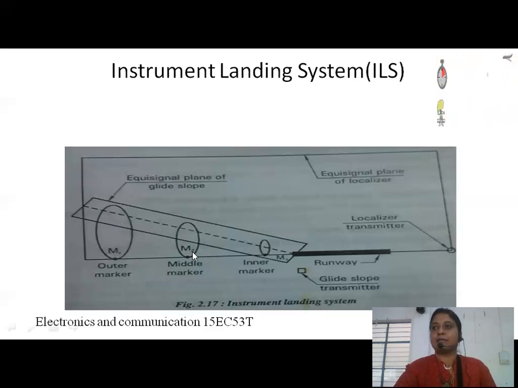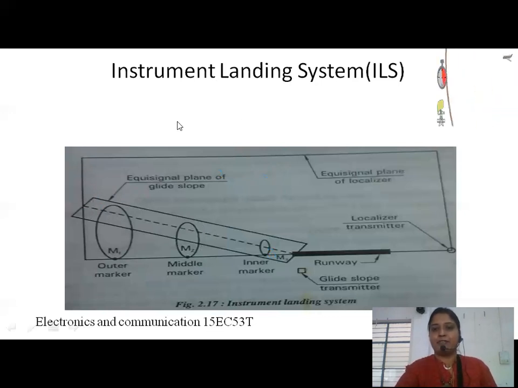Inner marker, middle marker and the outer marker. All these three are generating the same frequency, and at the aircraft, to receive these frequencies, a single receiver is there. Now whenever the aircraft enters using this particular line, if it tilts away from the dotted line, either this side or this side, then the arrow mark on the instrument indicates it.